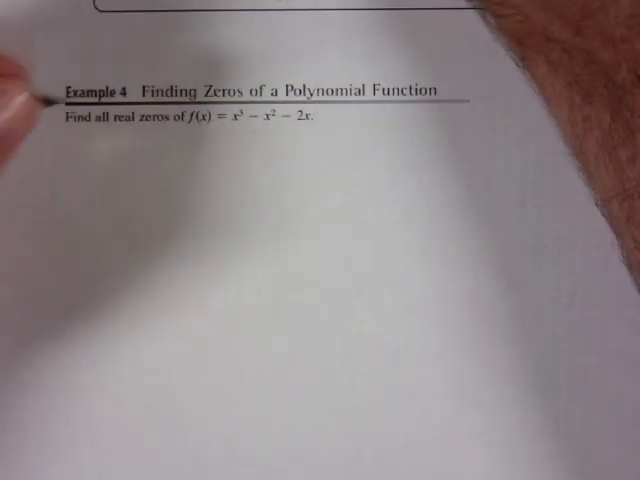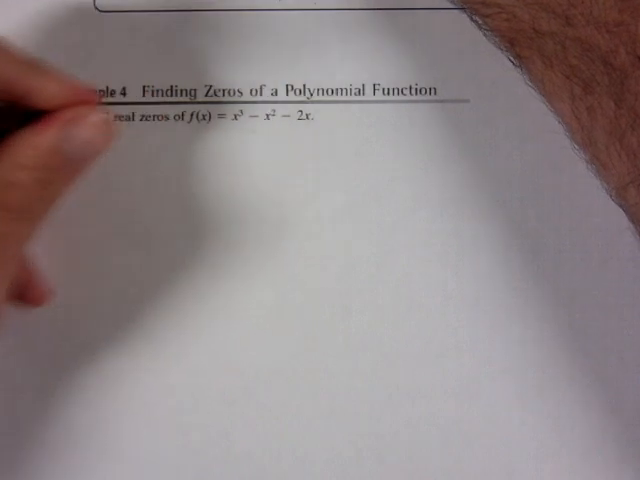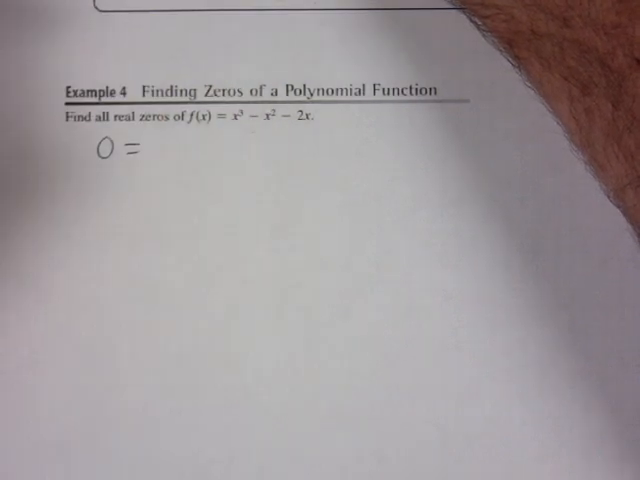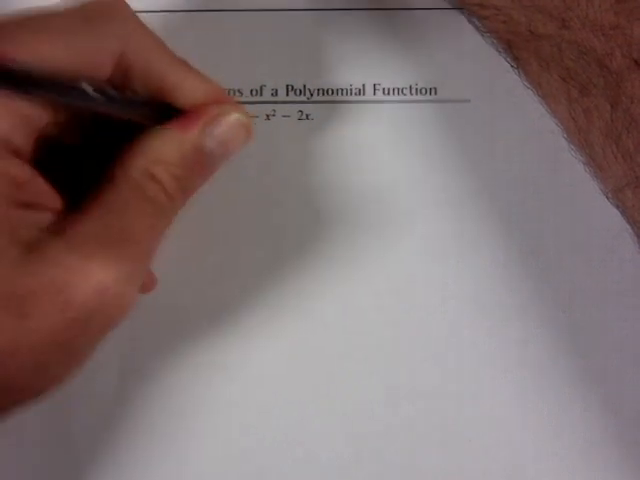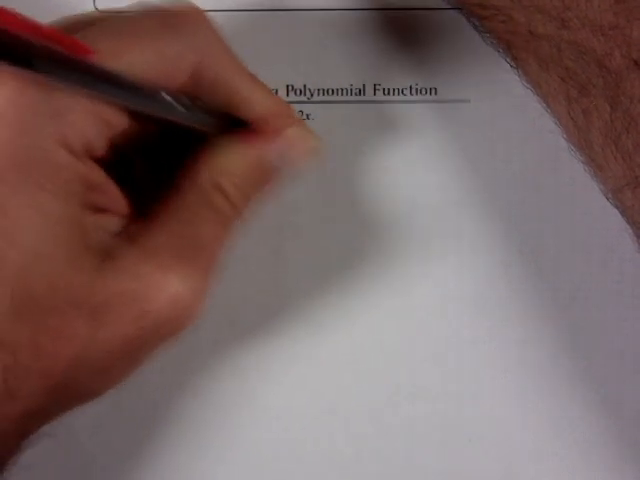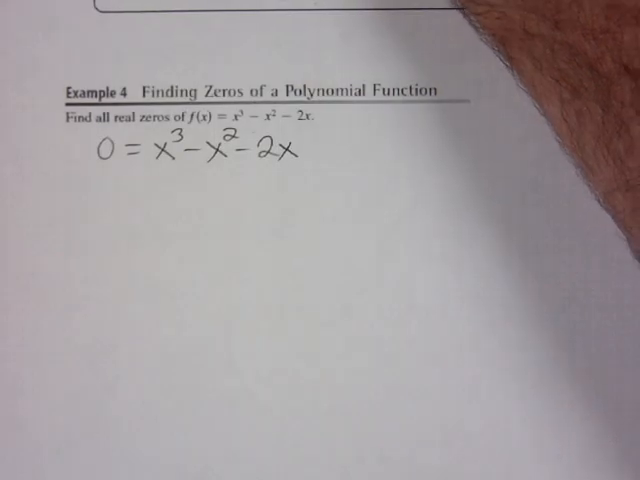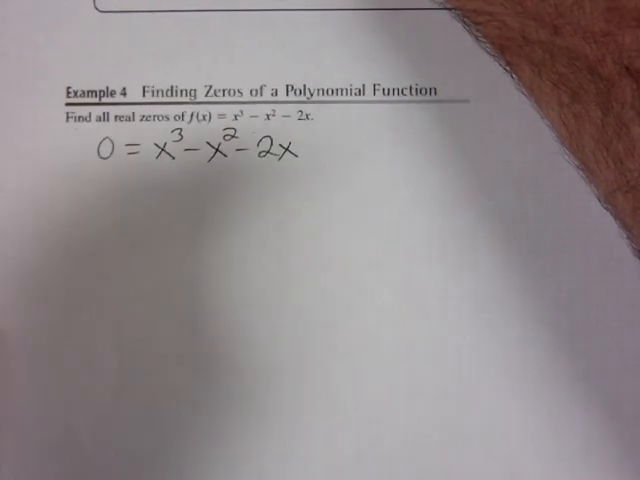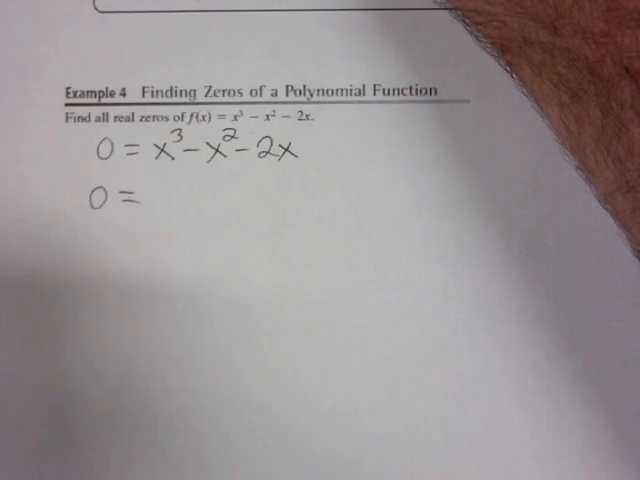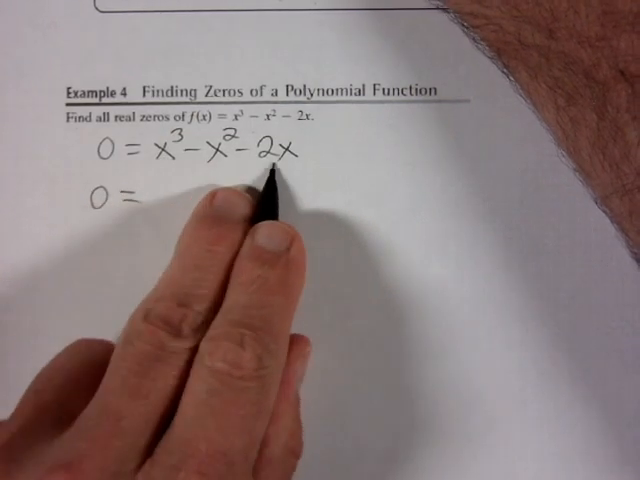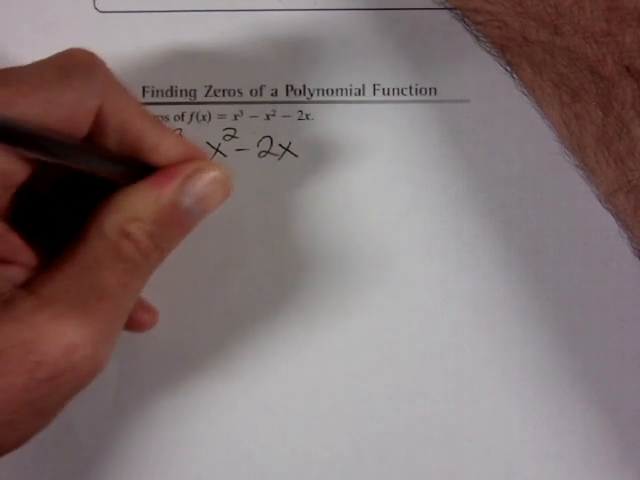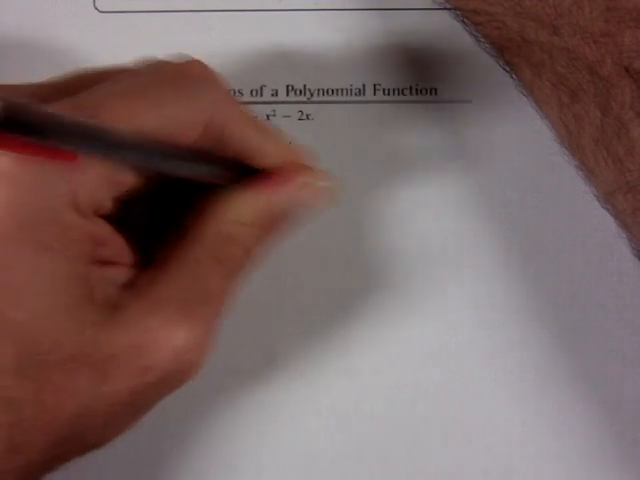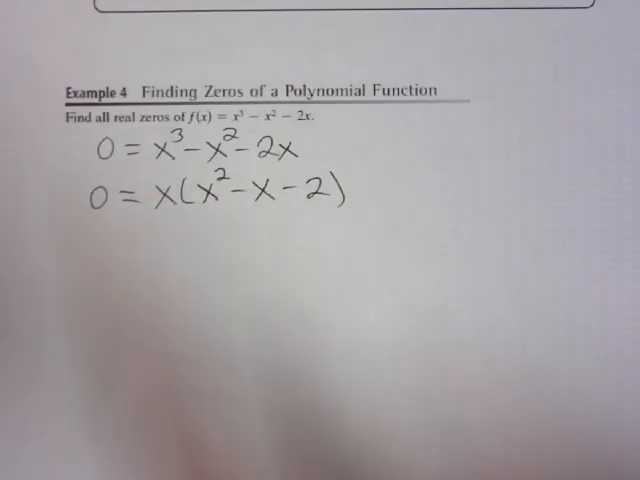So if I wanted to figure out what those zeros are, I would let y be 0 and rewrite the equation: 0 equals x to the 3rd minus x squared minus 2x. Now, to find the zeros of this polynomial, I need to start factoring it. The first thing I can do is factor an x out of all these terms. I'll be left with x squared minus x minus 2. All I've done is factor an x out of all three of those terms, right?